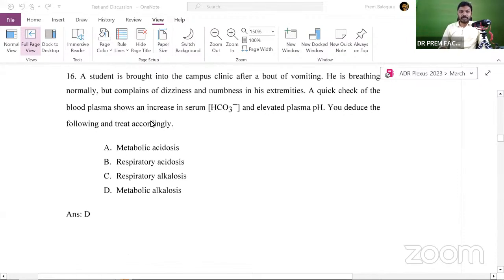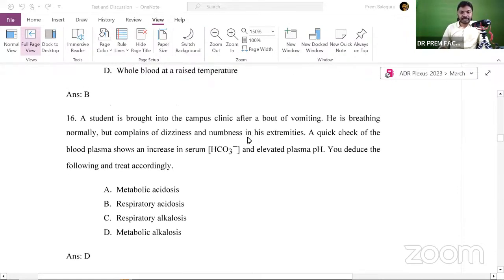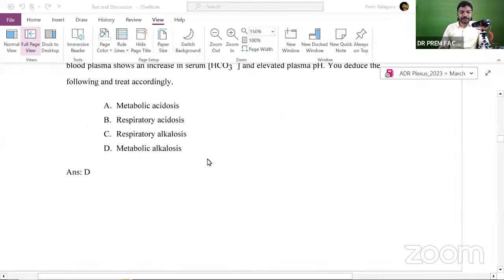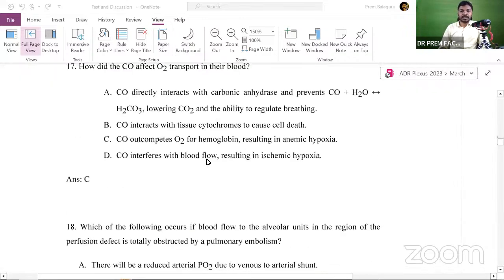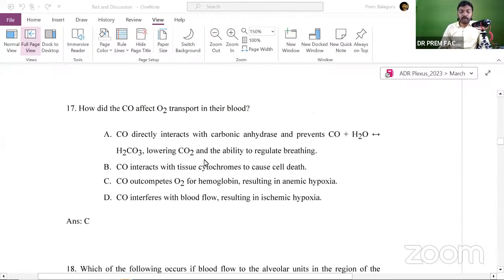Question 16, a student brought into the campus after a bout of vomiting, dizziness, numbness in extremities. There is increased bicarbonate and elevated pH as well. The answer is metabolic alkalosis. Question 17, carbon monoxide. How does it affect oxygen transport? It competes with oxygen for hemoglobin, resulting in anemic hypoxia. C is the right answer, doctors.